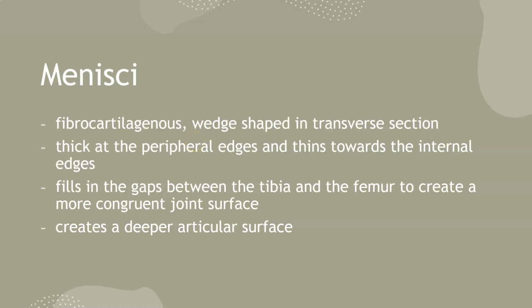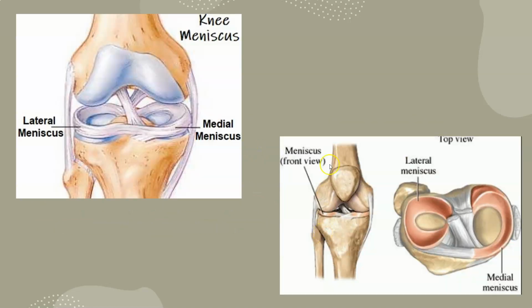We all know what a menisci is. It's fibrocartilaginous, it's wedge-shaped, and it makes a non-congruent joint more congruent. When we look at the menisci in the knee, they're very thick at the peripheral edges, and as they travel medially towards the internal parts of the knee, they get thinner and thinner until they completely don't exist anymore. As we know, menisci fill in gaps between two bones that are incongruent. In this case, it fills in the gaps between the tibia and the femur to create a more congruent joint surface. In doing so, it also creates a deeper articular surface.